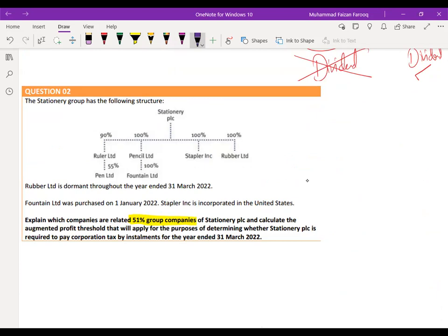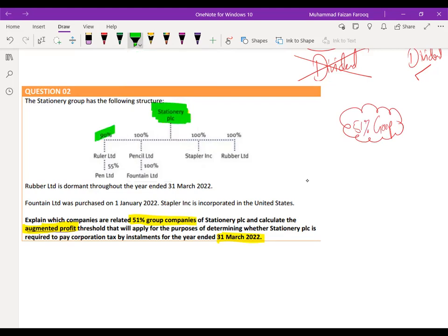Explain which companies are related 51% group companies of Stationery PLC and calculate the augmented profit threshold that will apply for the purpose of determining whether Stationery is required to pay corporation tax by installments. Now, which company will be a 51% group company? This is not a 75% group, this is a 51% group, in augmented profit working. First of all, tell me, direct holding. Stationery is the one, right? Stationery will be included, fine, because it is the parent.